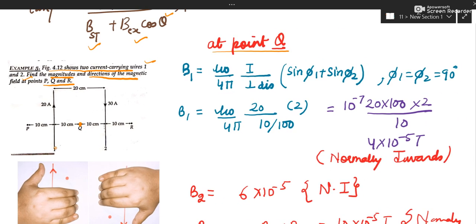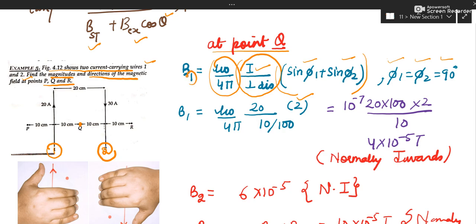So if these are both straight wires, wire number 1 and wire number 2, we'll use the formula. The formula is mu naught by 4 pi, I by perpendicular distance, and sine phi1 plus sine phi2. Let it be long. If angles are not given, let it be long. So substitute: sine 90 plus sine 90 is 1 plus 1, which is 2. Current is given. I am finding for the first wire. What is my current for it? Here it is written 20 amperes. So I have written here 20, right? What is the distance of point Q from the first wire? 10 centimeters. 100 will go up. Solve it down, you will get this number.